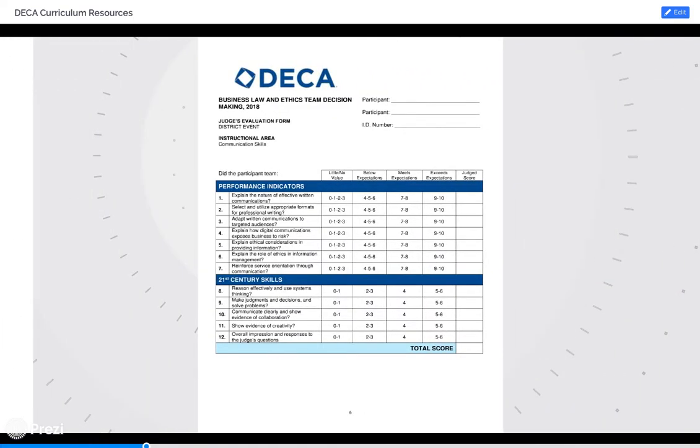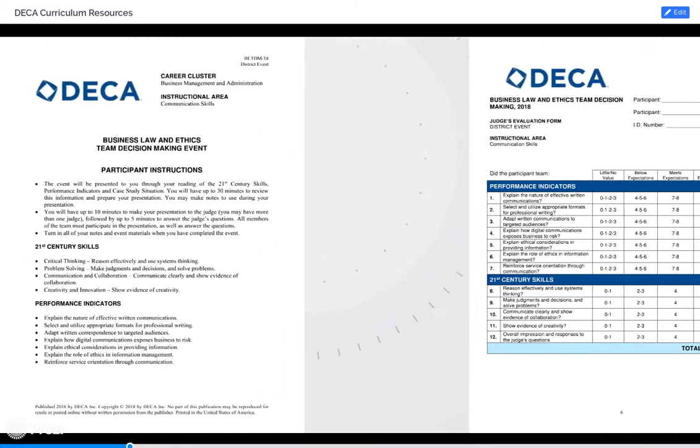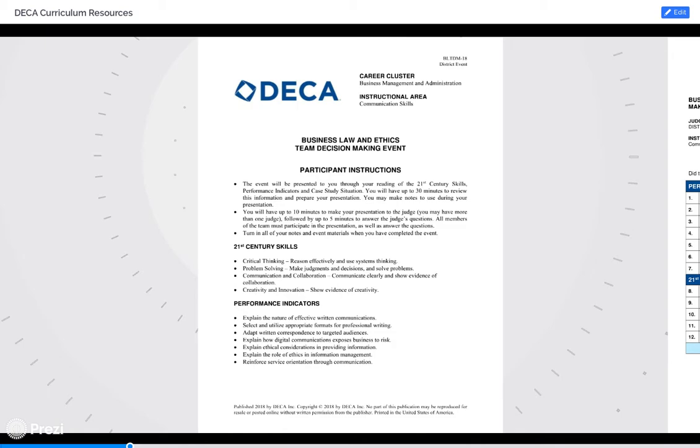So let's put ourselves in the place of a judge. Here's our judge sheet. This is the only way that we can score a student. We can't say, oh, a student had a great idea on how to overcome the problem if it wasn't a part of 1 through 7 or 8 through 12. Let me say that again. We are telling our students at DECA competition exactly what the judge wants to hear. The judge wants to hear, look at the performance indicator, they want to hear that the student knows about effective written communication.